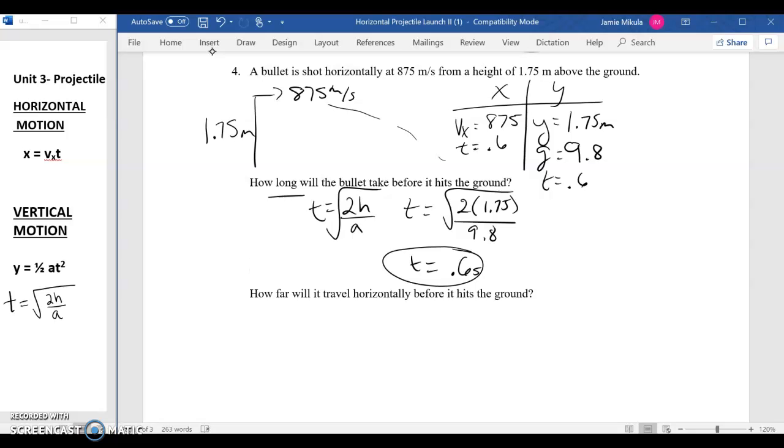And then I am going to say x equals question mark. How far will it travel horizontally? x equals vx times t.